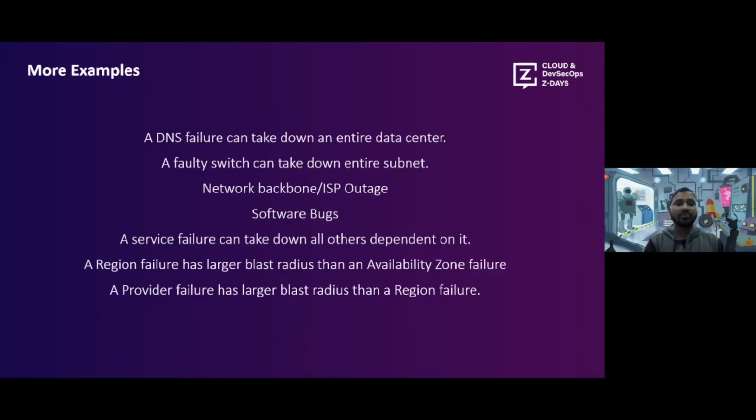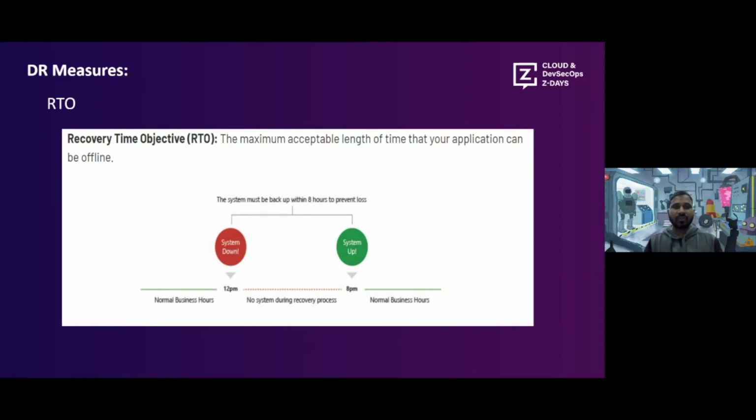Some other examples are DNS failure, a faulty switch, as I said in the earlier slide, network backbone or ISP outages, software bugs, and service failures that can take down all other dependent systems. Something similar happened in the case of AWS. One service is dependent on other services; S3, EC2, Lambda, and EBS are dependent on each other. If one service is disrupted, it will affect the other services, and the blast radius will be more than we think. Other scenarios are a provider failure or a region failure.